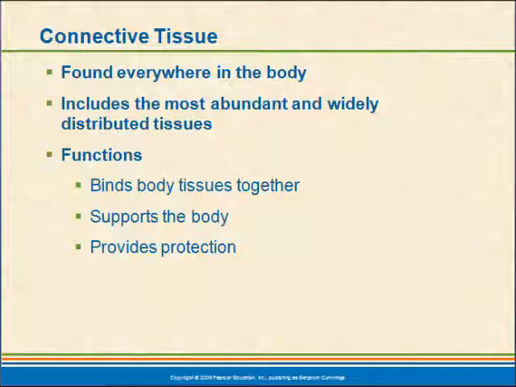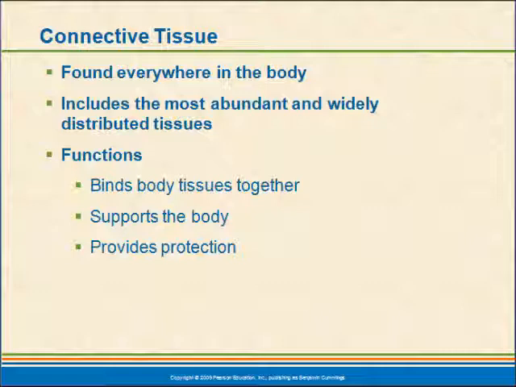Connective tissues are found everywhere in the body, and they are the most abundant and widely distributed of tissues. I know we said that epithelial tissues are on every surface, but underneath all epithelial tissues is connective tissue. And so connective tissue functions to bind body tissues together. It supports the body and provides protection.